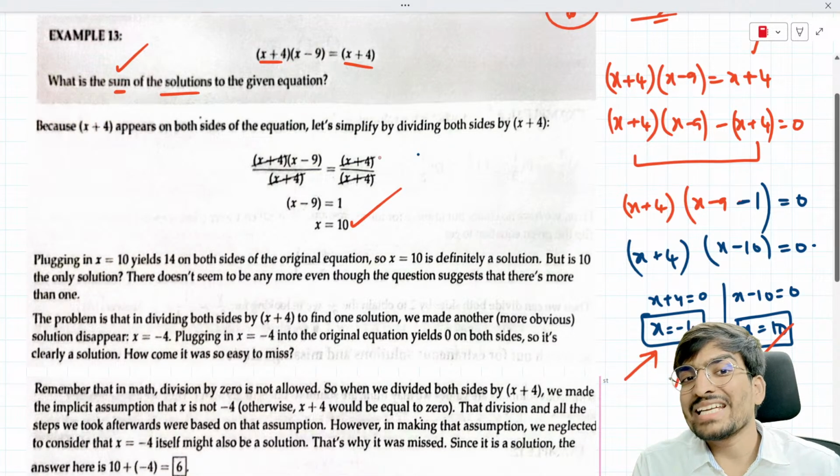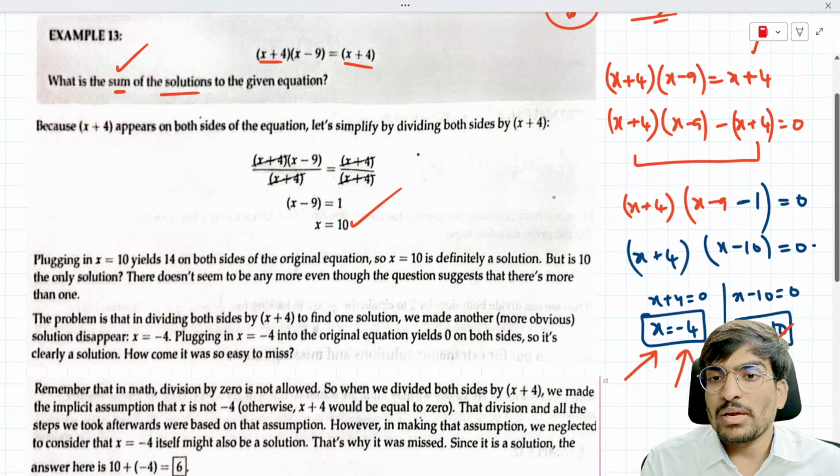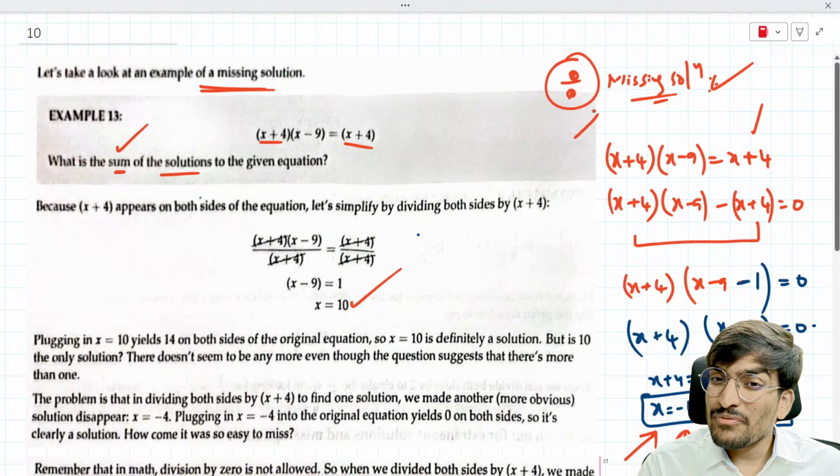Mentally also we can calculate. If we just divide by x plus 4, you know that this is all done. x equal to 10, you can say just mentally without doing any calculation on the paper. That's why we follow this one, to do it quickly. This is the trick. But we end up with a missing solution.